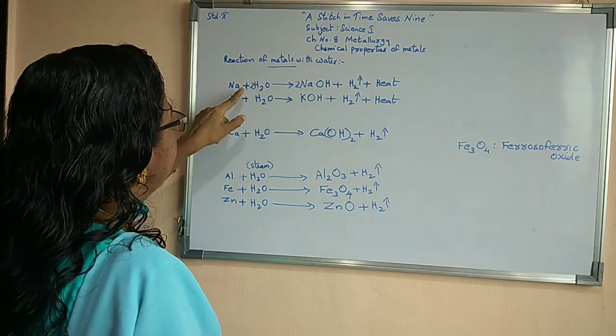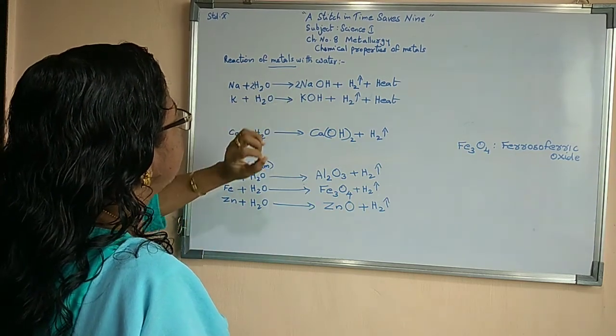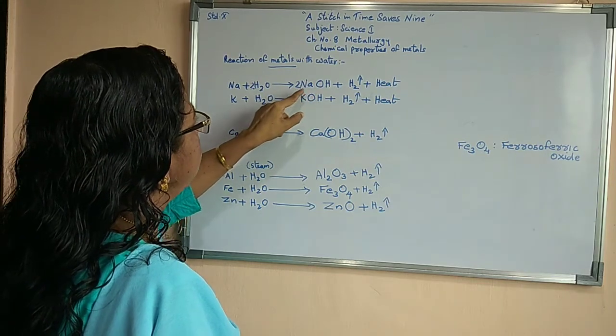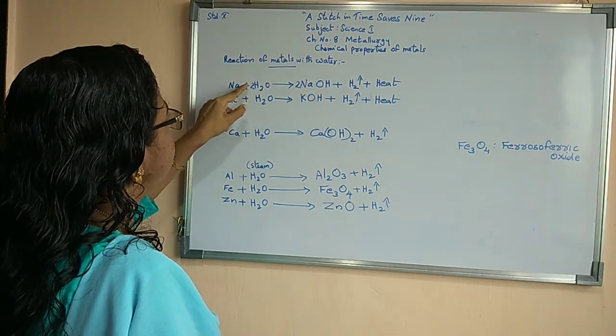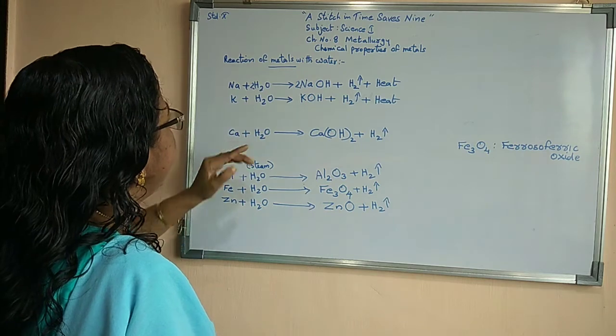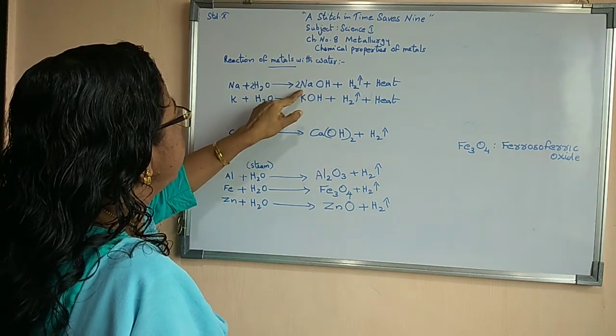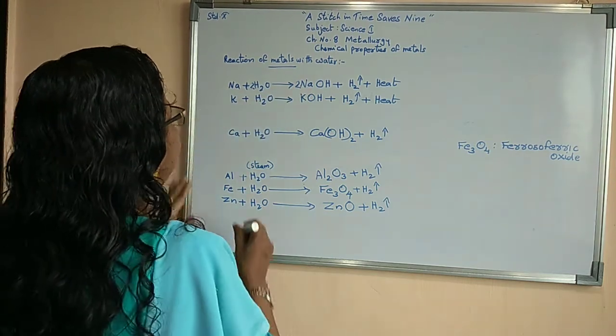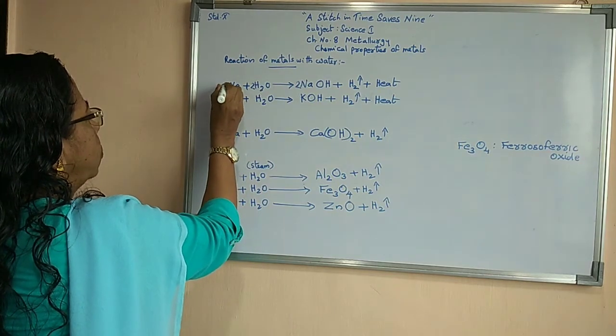Now we will see the other element, that is oxygen. Here how many oxygen? 2 oxygen. Here how many oxygen? 2 oxygen. So that is balanced. Now sodium. Here 2 sodium, but here only 1 sodium. So I am making here 2.